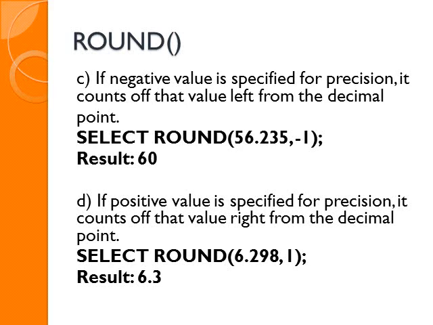Another example: if a positive value is specified for the precision, it counts that many places to the right of the decimal point. In this example, you can see it clearly. SELECT ROUND(6.298, 1). It will result in 6.3.